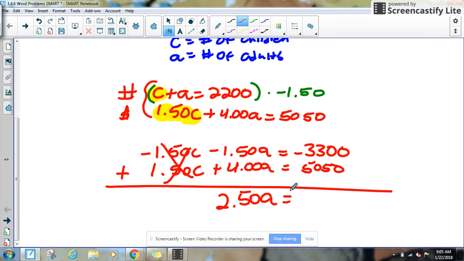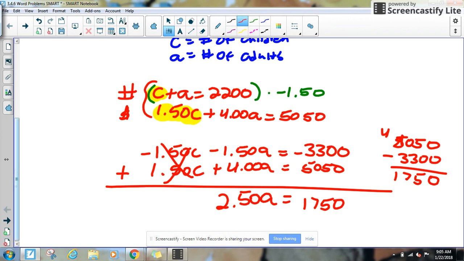equals 5,050 minus 3,300. Well, let's see here. So if we were to subtract these two things, so it'd be 5,050, I put the larger number on top, minus 3,300. So 0 minus 0, 5 minus 0, got to borrow here. 10 minus 3 is 7, 4 minus 3 is 1. So it would be 1,750.